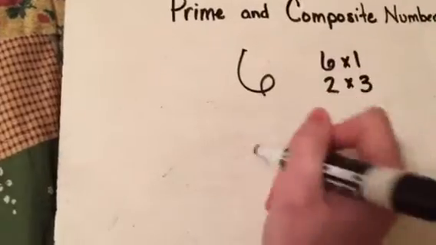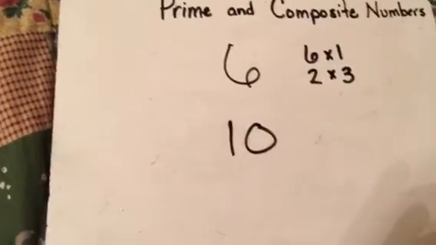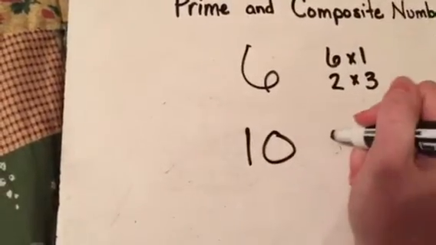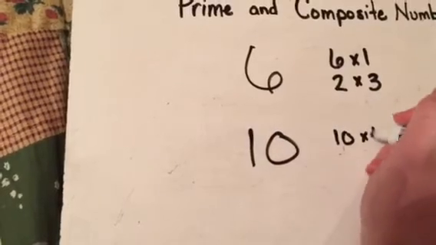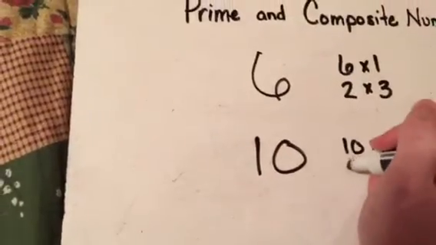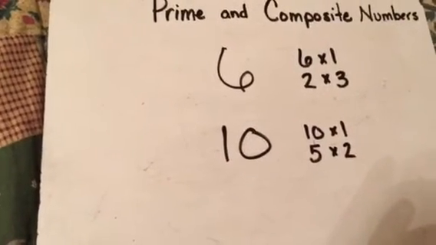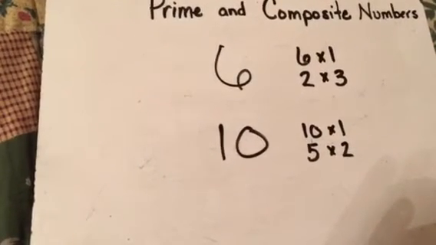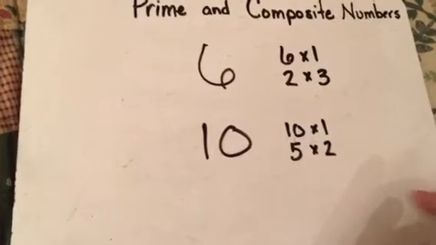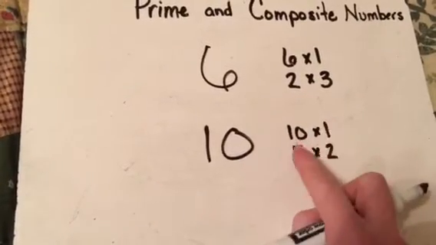Let's look at the number 10. So some ways that we can get 10 are 10 and 1, 5 and 2. Again, this would be considered a composite number because it has more than 2 factors. Again, we have 1, 2, 3, 4.